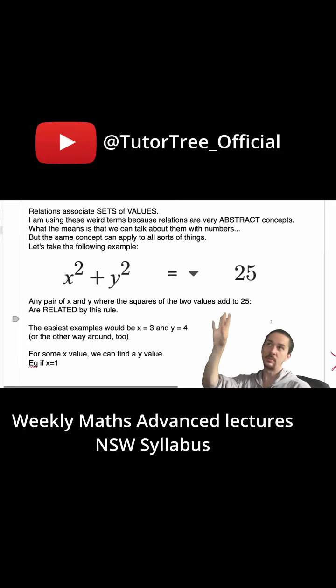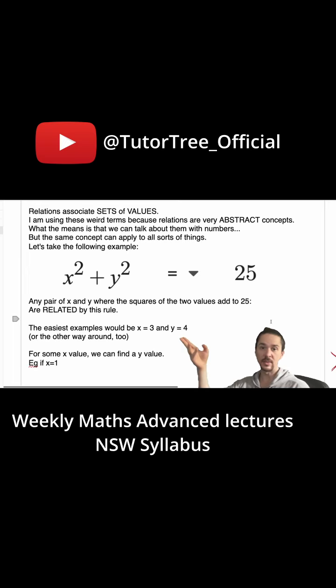But let's stick with numbers. So we'll take this example, x squared plus y squared equals 25. Hopefully you recognize that this is a bit of a Pythagorean triad. So we have a pair of x and y where the squares of the two values add to 25. So x and y are related by this rule.